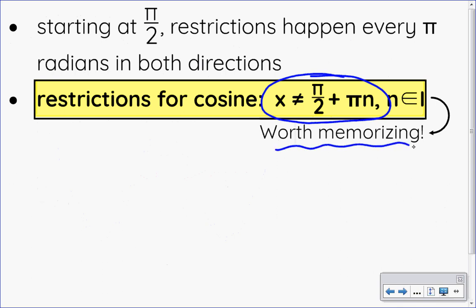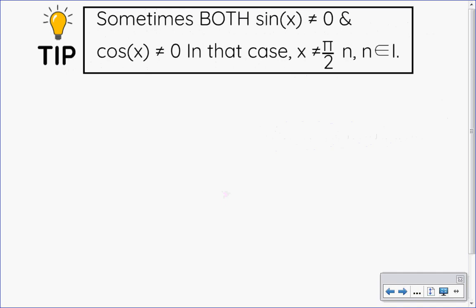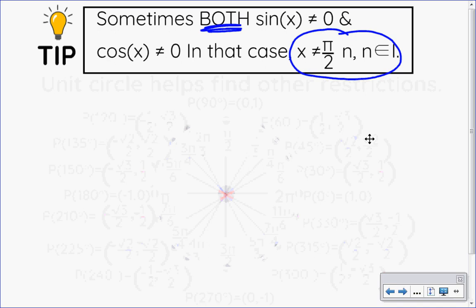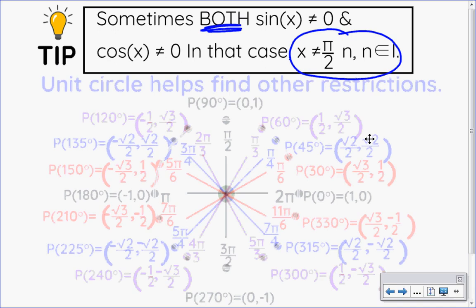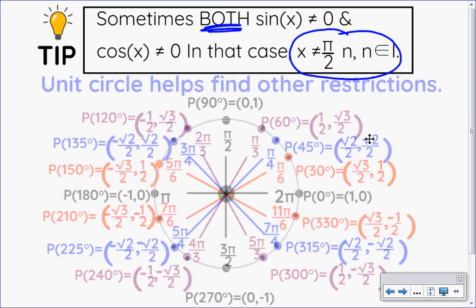Again, worth memorizing. Now, occasionally, like we just saw with cotan, you're going to see restrictions where both sine and cosine can't be 0. In that case, it's just that x cannot equal multiples of pi over 2. That also is worth memorizing. Everything else in terms of my restrictions will come from the unit circle. So having that unit circle committed to memory is really important and useful, especially when it comes to your restrictions.